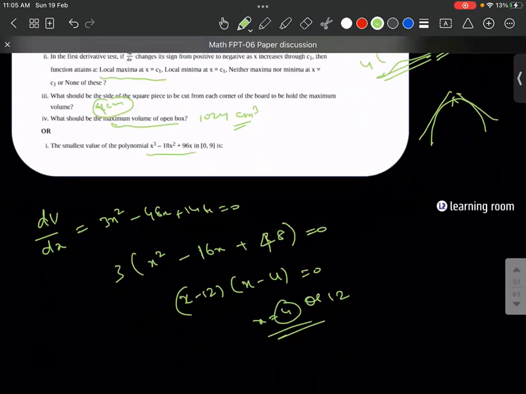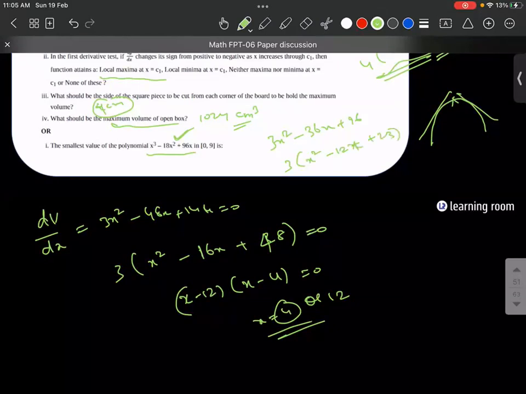So what is the smallest value of the polynomial? Since it's an increasing function, looking at it, I can say, right? So 3x square minus 36x plus 96. If you take out the 3 outside, you'll have x square minus 12x plus 32 equal to 0. So 32 means you will get how much? 8 and 4 is what you can take. (x minus 8) into (x minus 4).